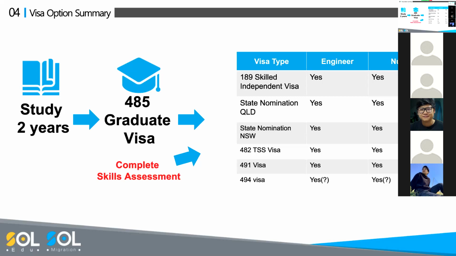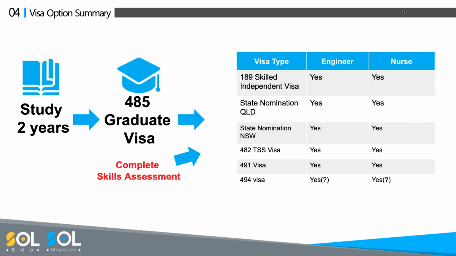Then you will have a 2-year, 3-year or 4-year study, then another 2 to 4 years of graduation visa, which gives you a full-time work permit. Based on this, you will have all the opportunities, and you can move on step by step. Then finally, I think you still have a lot of chance to get the PR as well.